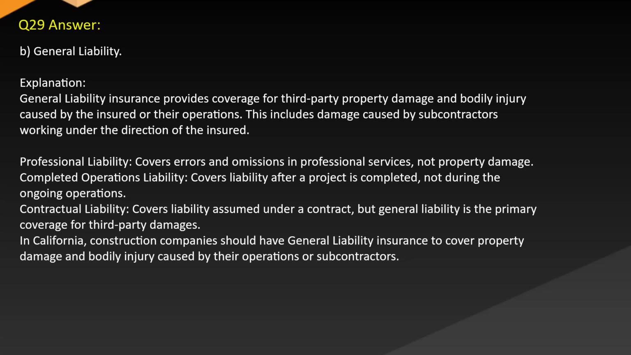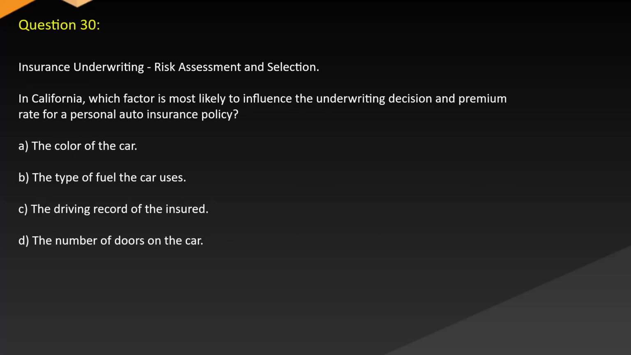In California, construction companies should have general liability insurance to cover property damage and bodily injury caused by their operations or subcontractors. Question 30. Insurance underwriting. Risk assessment and selection. In California, which factor is most likely to influence the underwriting decision and premium rate for a personal auto insurance policy? A. The color of the car. B. The type of fuel the car uses. C. The driving record of the insured. D. The number of doors on the car.